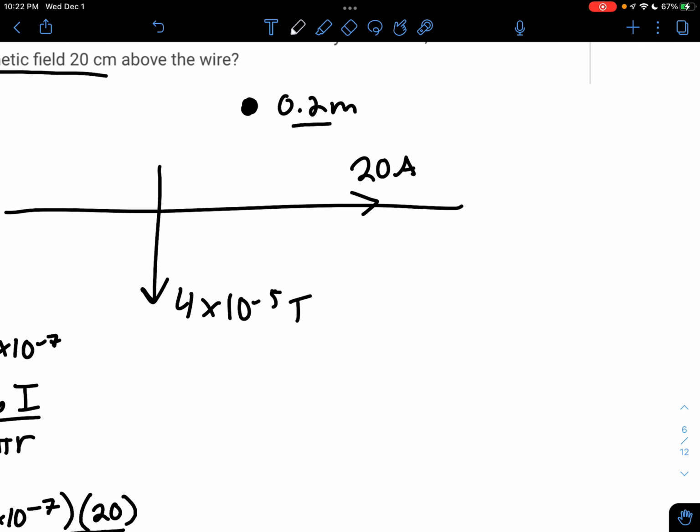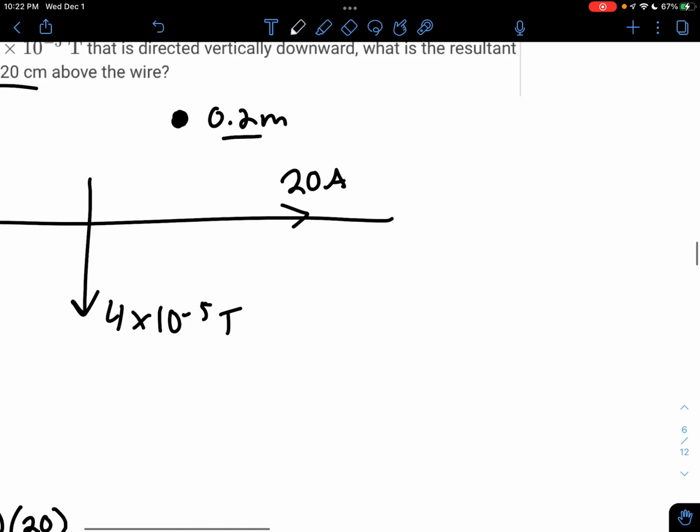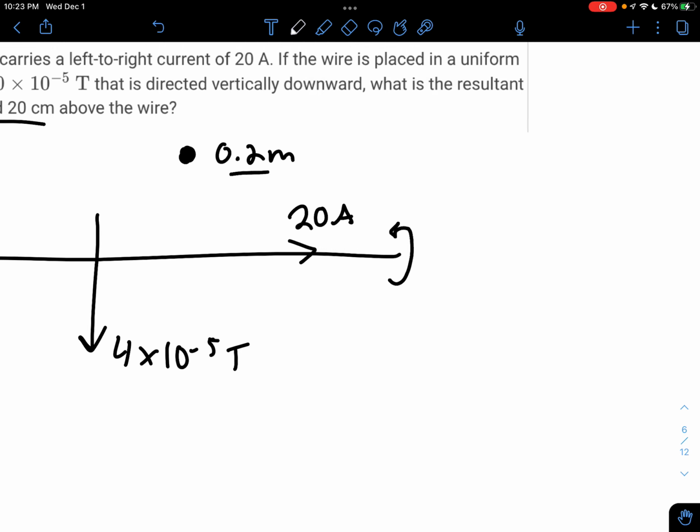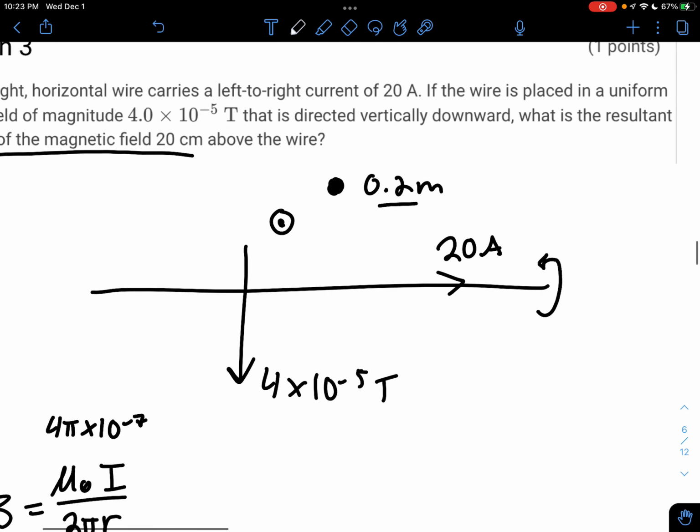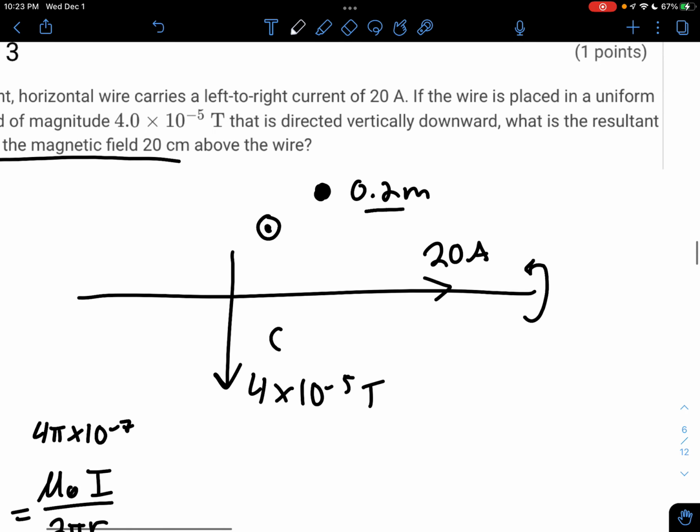But if we do our right-hand rule, with our current going to the right like that, our magnetic field around this wire is going to be kind of looping around like that. It's kind of hard to draw in 3 dimensions, but on the bottom it loops behind, and so on the top it's going to be coming straight out of the page. And it's going to be going straight into the page down here.